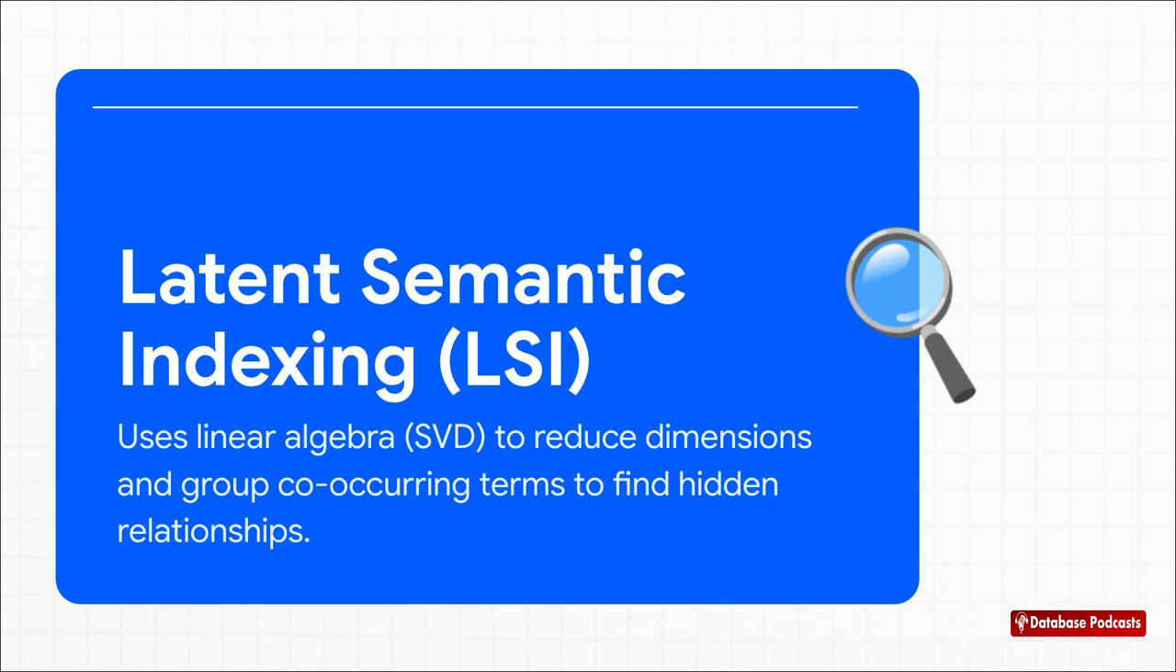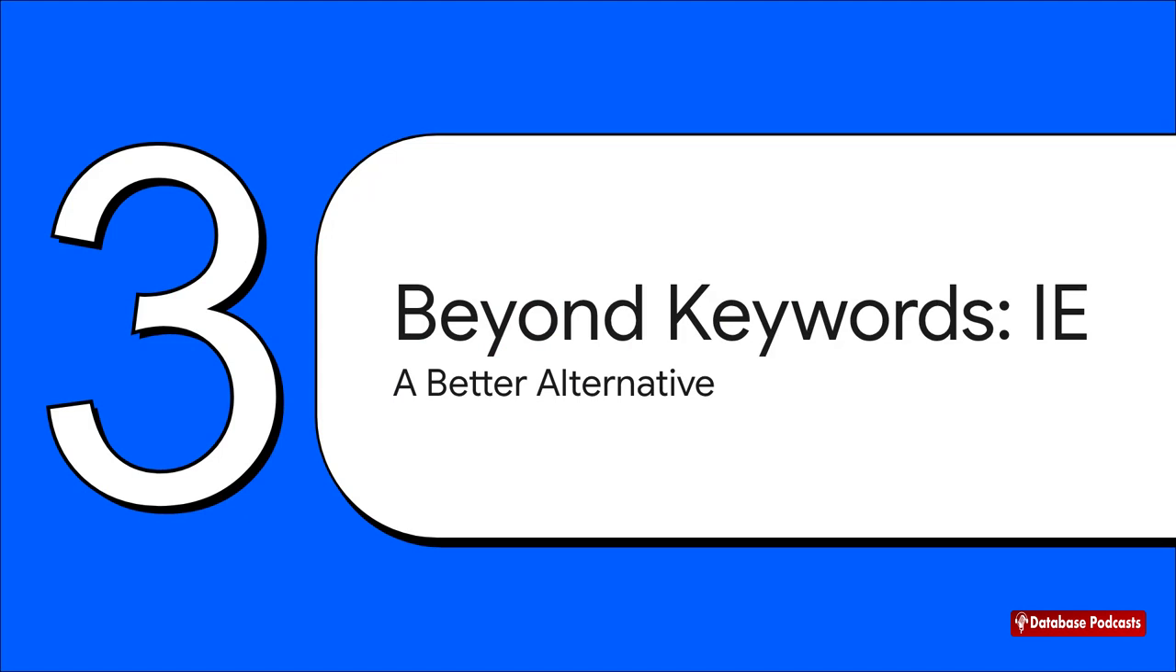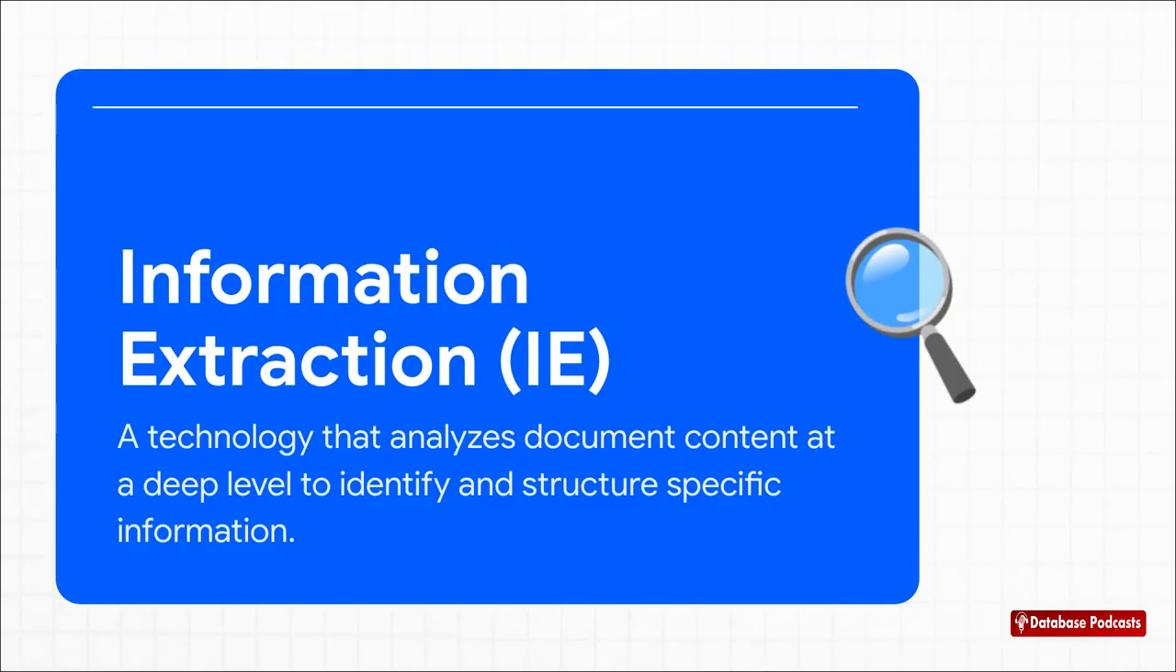It's a really smart fix, but it's still just a patch on the original, limited model. So if keywords and their fancy patches just aren't cutting it, what's the alternative? Well, to really solve this problem, we need a totally different way of thinking. We need to shift our focus from finding documents to extracting structured facts from them. And that brings us to information extraction, or IE.